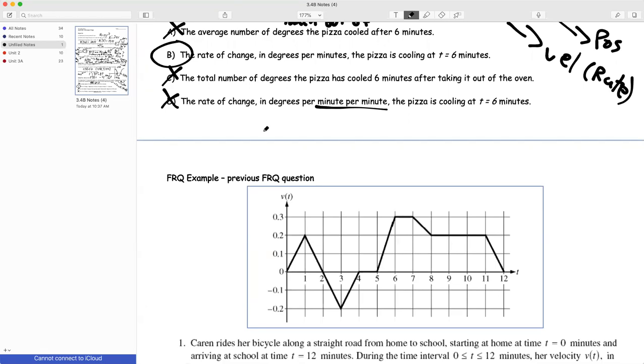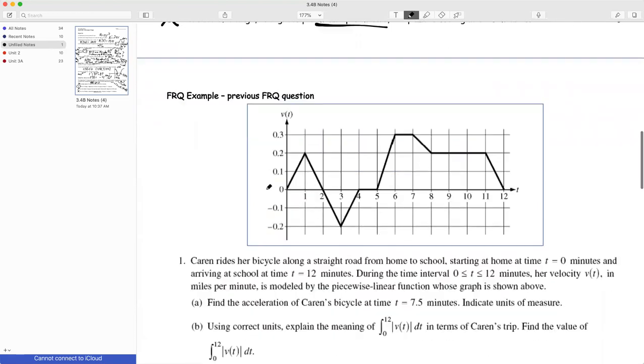All right, so let's look at an example. This is an actual question from a previous exam. It says, Karen rides her bicycle along a straight road from home to school, starting at home at time t is equal to 0 minutes and arriving at school at time t is equal to 12 minutes. During the time interval from 0 to 12, her velocity, v of t, so this is a velocity graph, in miles per minute, is modeled by the piecewise linear function whose graph is shown above. So I have a velocity graph. It's measured in miles per minute.